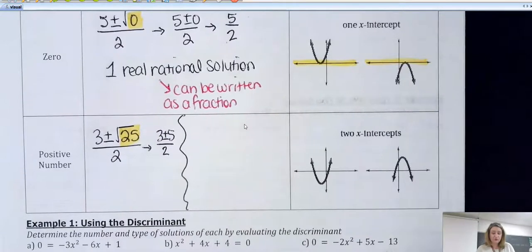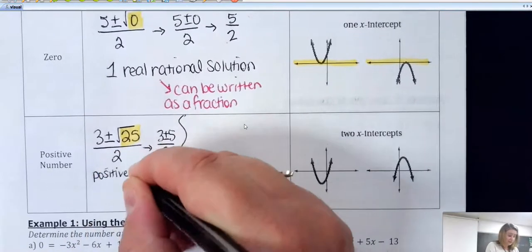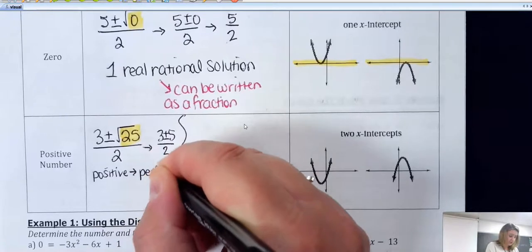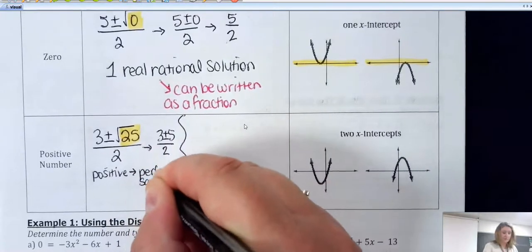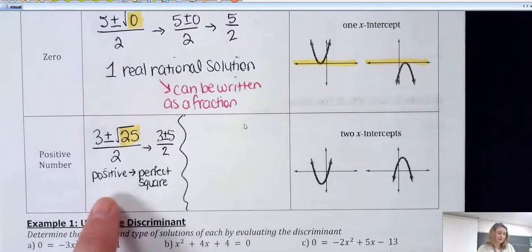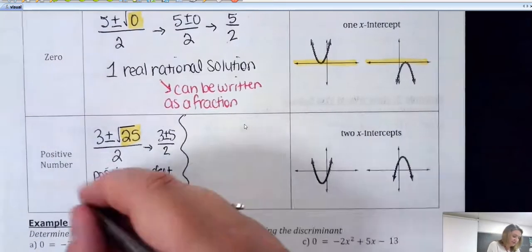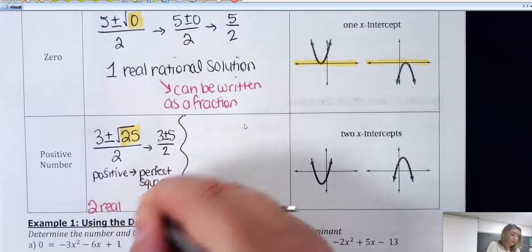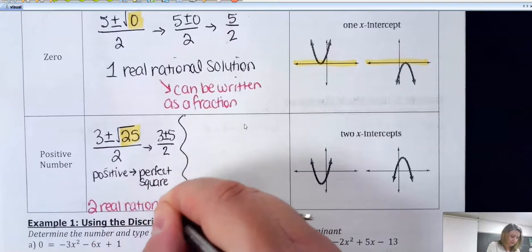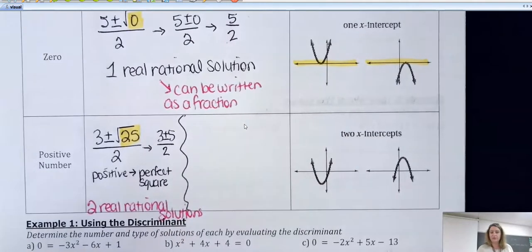Those are going to give you 2 nice numbers. All right, so if you have a positive discriminant and it's a perfect square for your discriminant, like 25, 36, 49, perfect squares. If it's positive and it's a perfect square, this would give you two different answers, and I'm going to say two real rational solutions. Two real, basically nice numbers that we could write as a fraction.